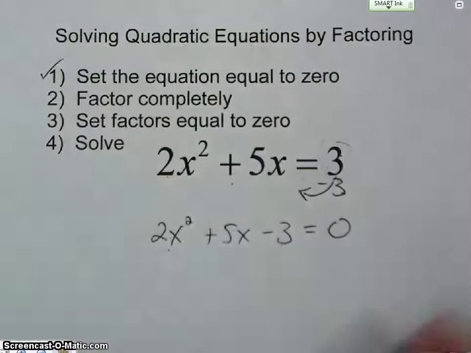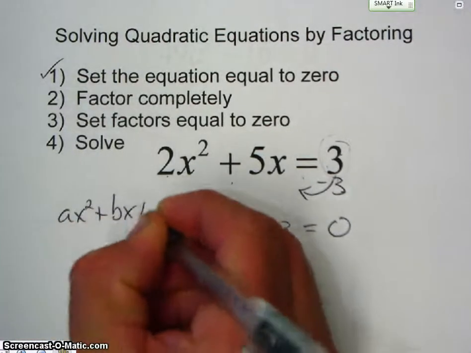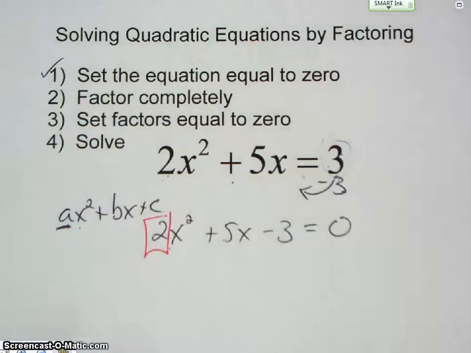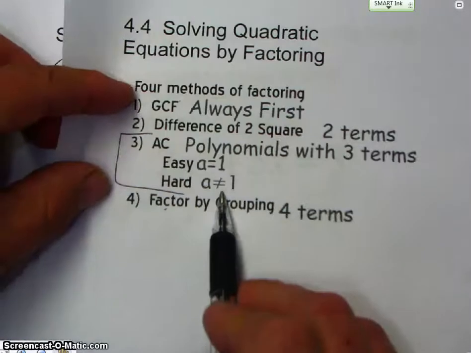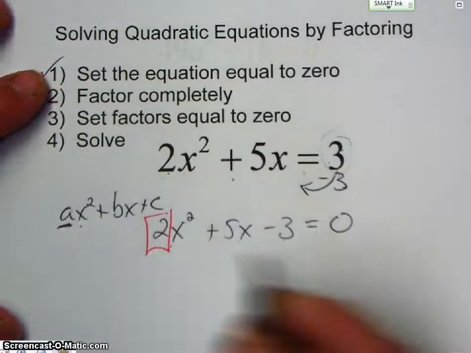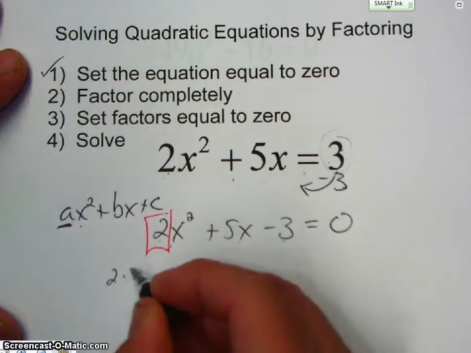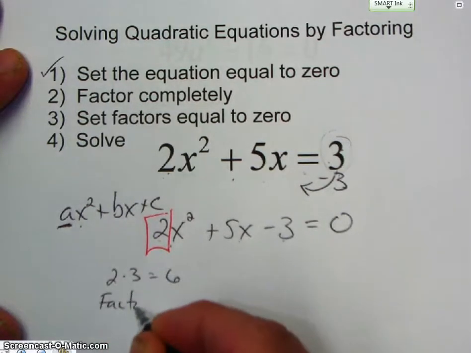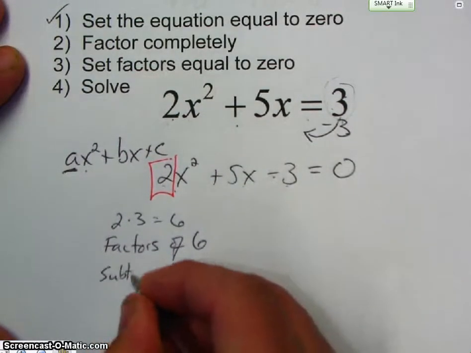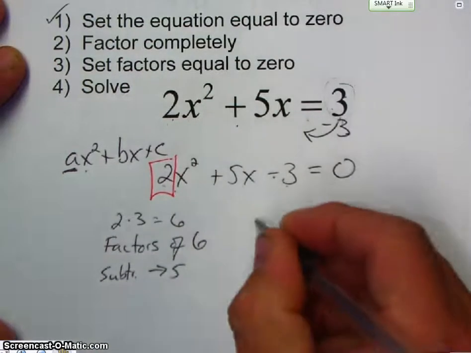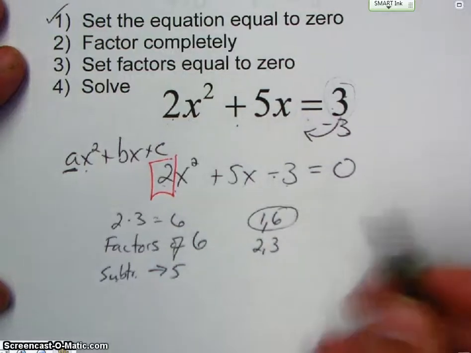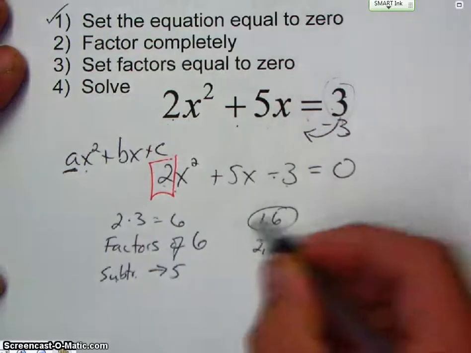Well, it depends on what A is. Remember, standard form is Ax squared plus Bx plus C. So A is the number that goes with x squared. For us, A is 2. That means we're using the hard AC method to solve this. Hard AC says we've got to take A and C, so 2 times 3 is 6. We've got to find the factors of 6 that, when I subtract, I get 5. The factors of 6 are 1 and 6, 2 and 3. I want to subtract to get 5, so it has to be 1 and 6. So 6 minus 1 gives me the 5.